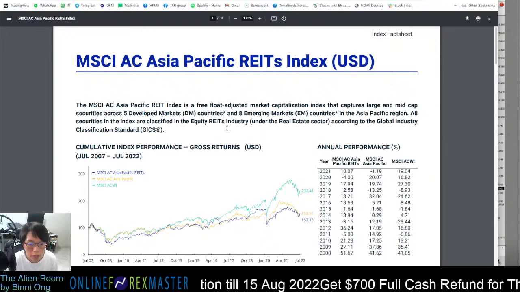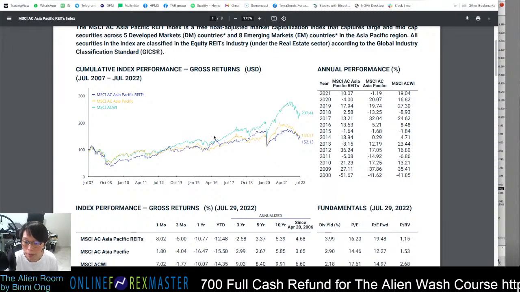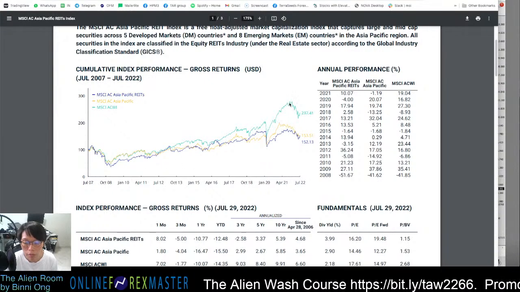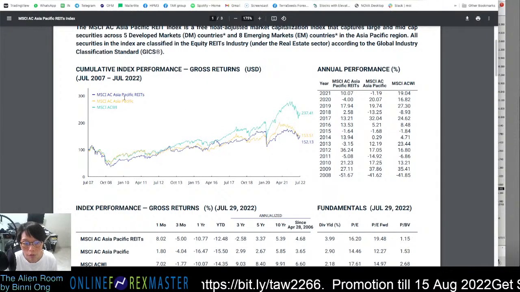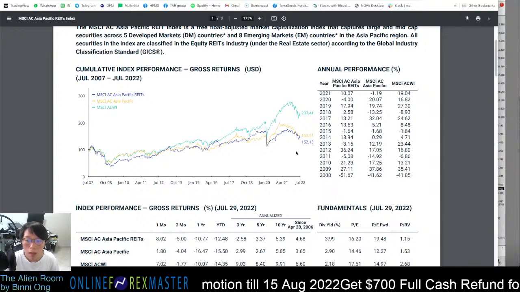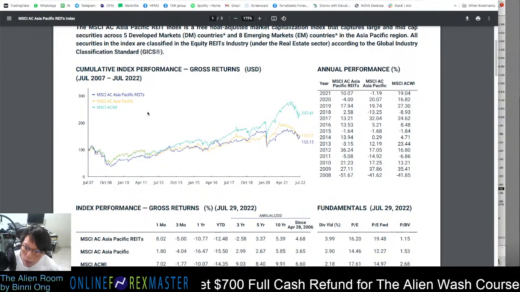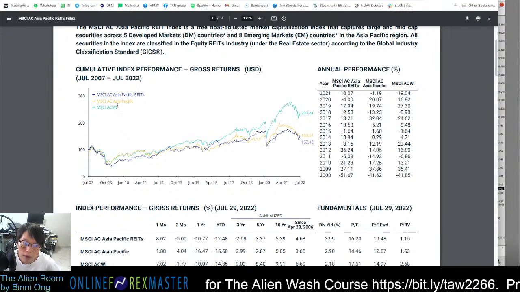If you take a look at the accumulated gross returns adjusted to Fed rates, the REITs have been going up, but recently it's dropping. The blue line is starting to drop. Most of the time, the Asia Pacific REITs move very closely to the benchmark, which is the Asia Pacific Index.